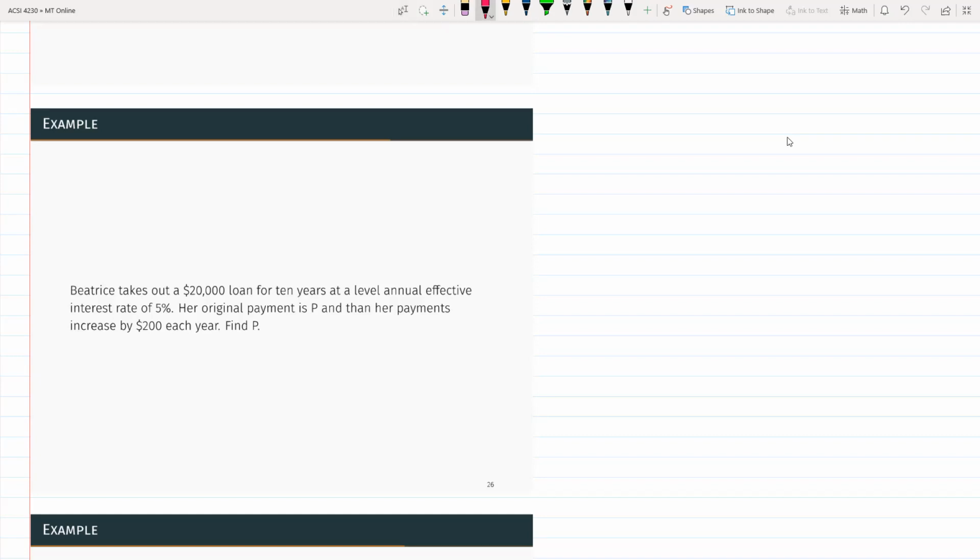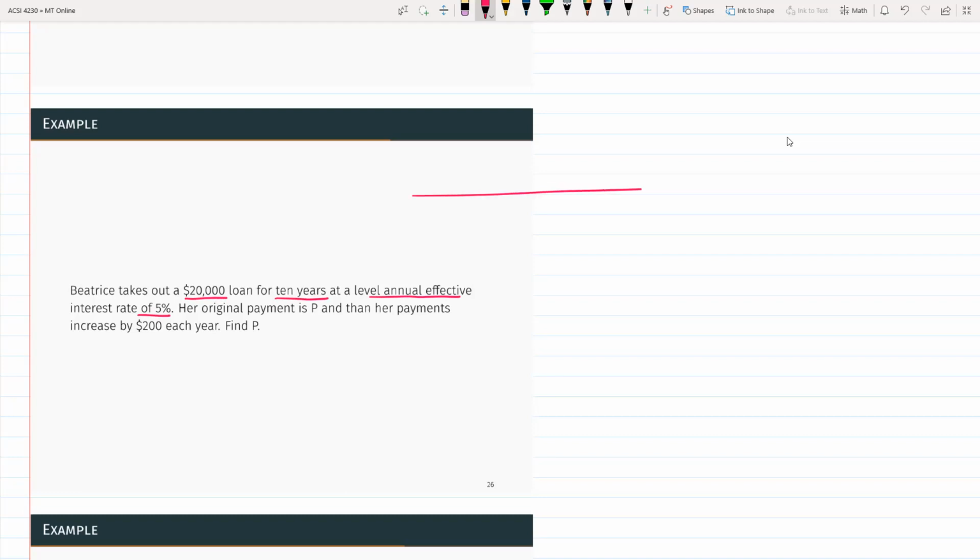So the question says, Beatrice takes out a 20,000 loan for 10 years at a level annual effective interest rate of 5%. Her original payment is P, and then her payment increases by 200 each year. So right away, you can see that this is more like an arithmetically increasing annuity, the ones we learned in the annuity section. So we are going to apply that knowledge to this section.